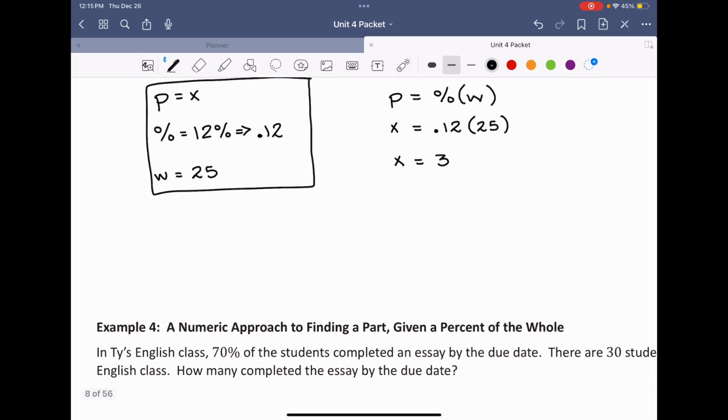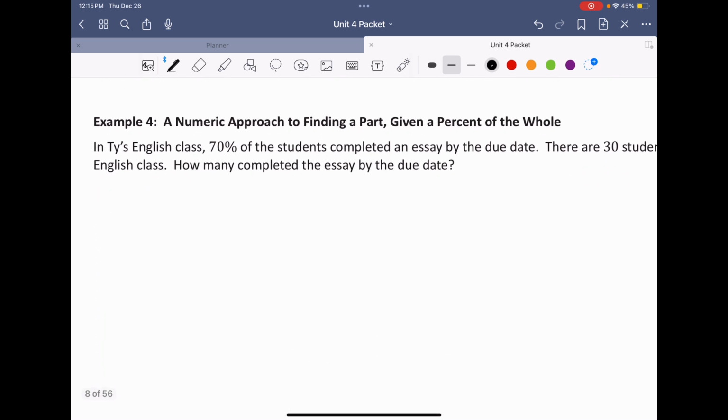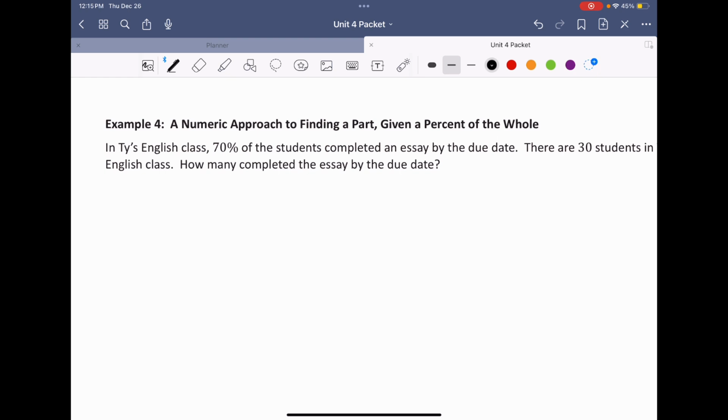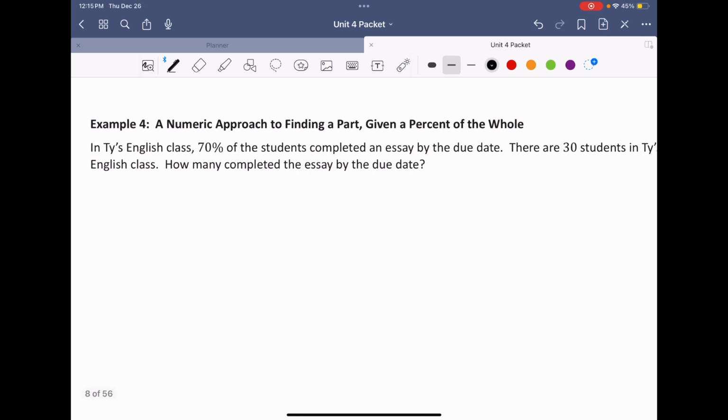Right. Down below. This one says, in Ty's English class, 70% of the students completed the essay by the due date. There are 30 students in Ty's English class. How many completed the essay by the due date? All right, again, I'm going to have you go ahead and try this one on your own. So pause the video when you're all set, unpause and check.